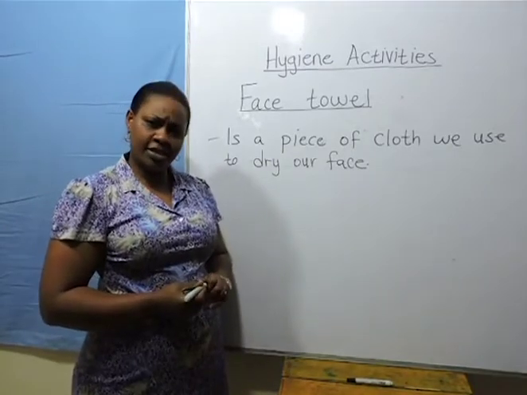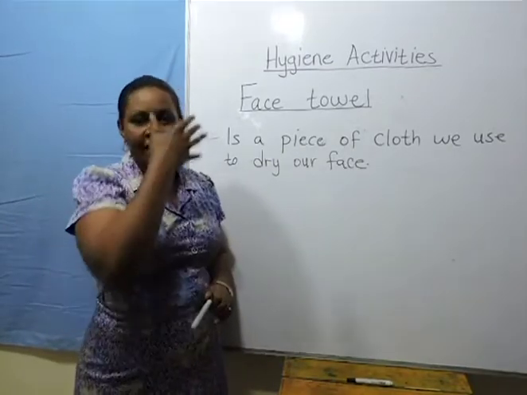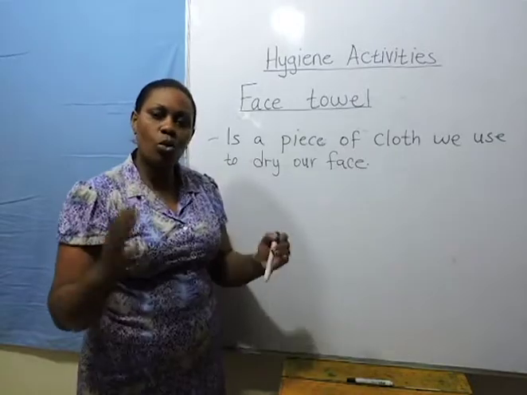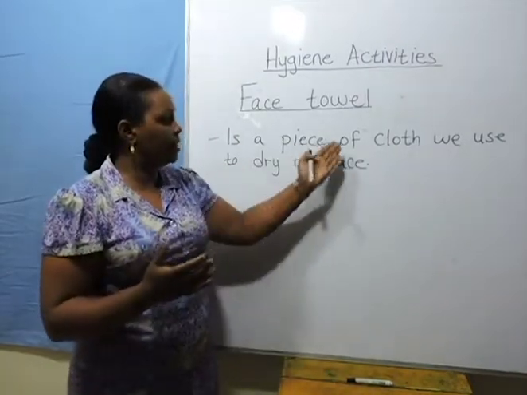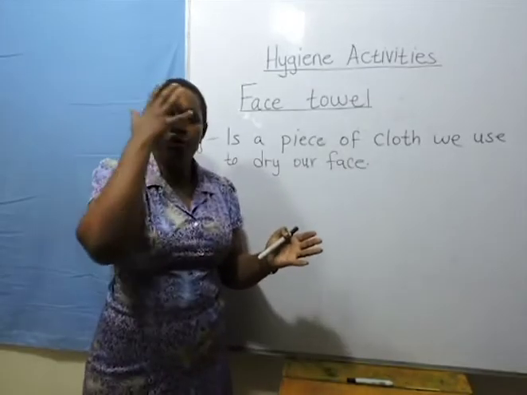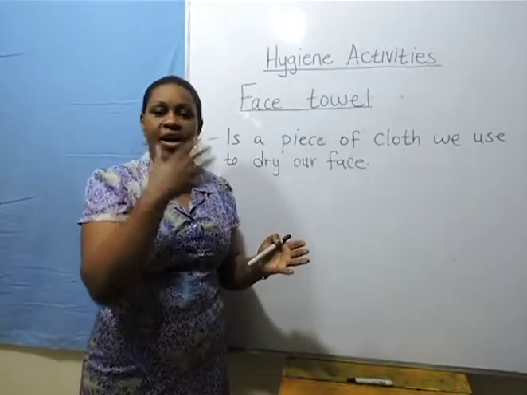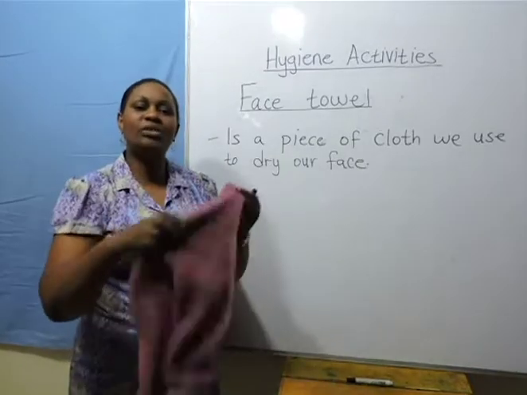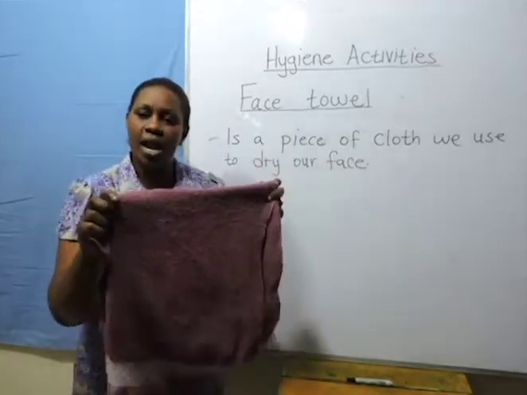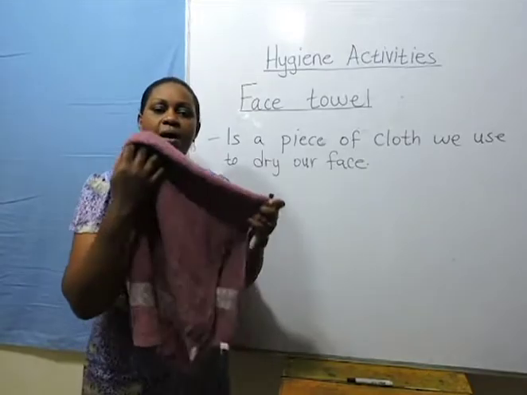Do you know what is a face? Can you show me your face? This is a face. After washing your face with soap and water, you take a piece of cloth, then you dry your face. You dry your face using a face towel. And I have a face towel. This one is called a face towel. It is for drying your face.